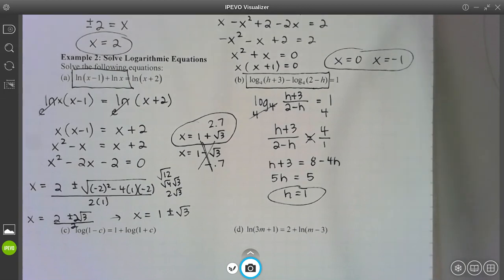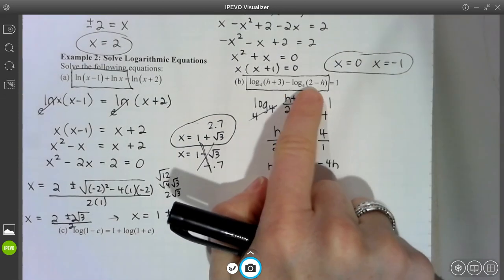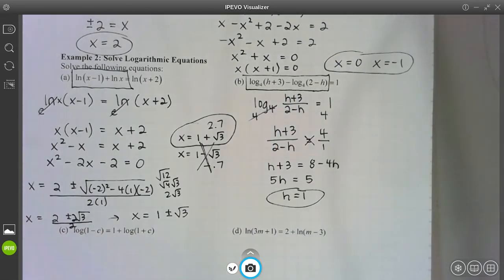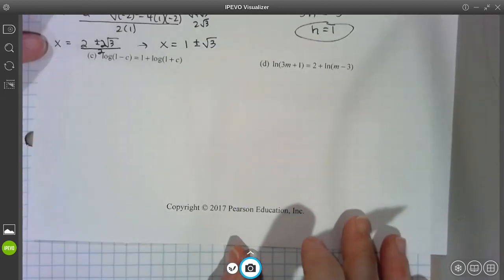And as long as 1 is safe, and we will not be taking the log of a negative number or 0, we keep it. And 1 plus 3 is fine. 2 minus 1 is fine. We are good. Can I get a thumbs up if anybody got a 1? Everybody good? Again, it's very hard to tell. Good? Okay. All right. Look at the one down here.